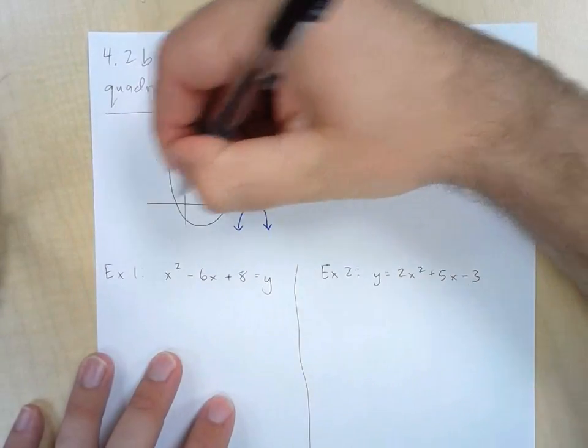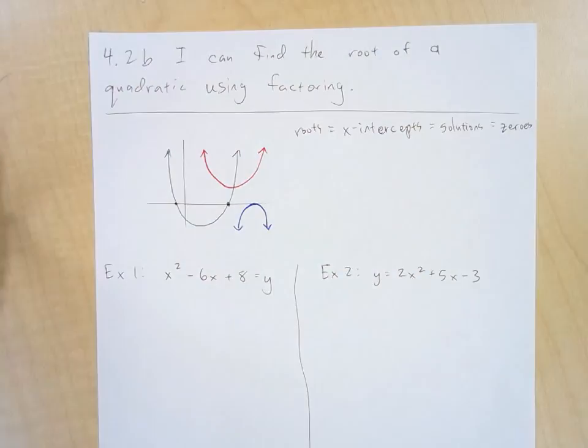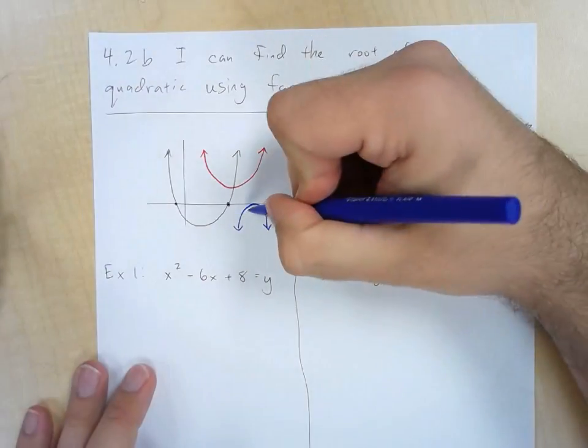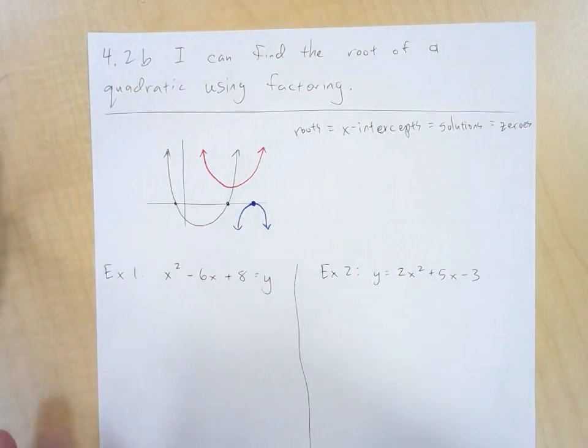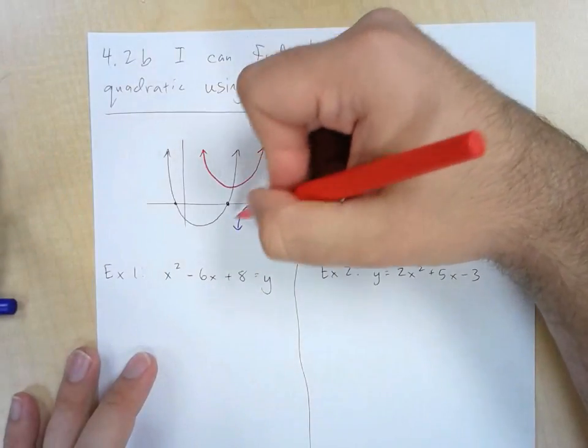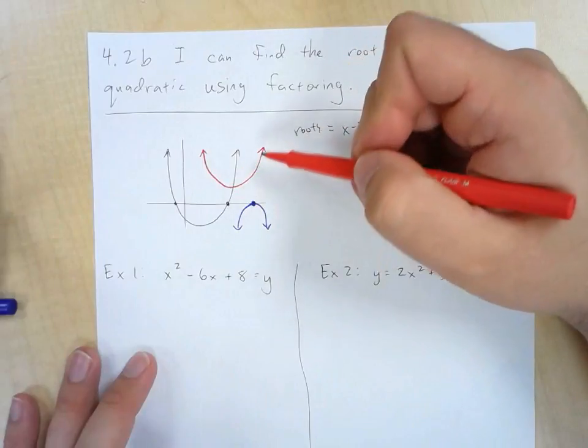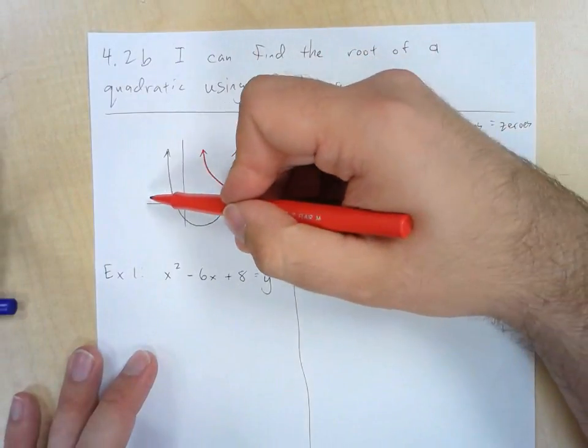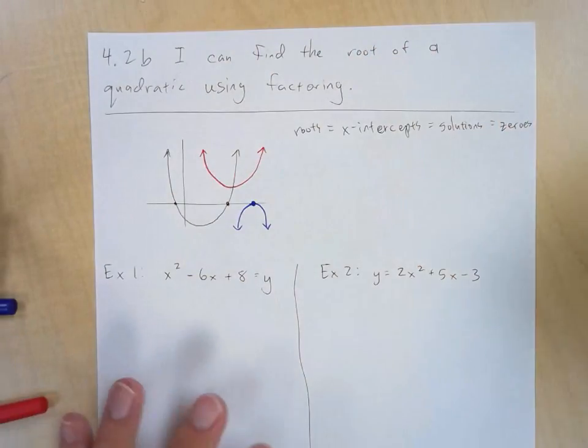So for our one in black pen, we've got two roots. For our one in blue pen, we've got one root. And for our one in red, we have no roots because as you look at this graph, it doesn't ever cross the x-axis. So we've got no roots for that.